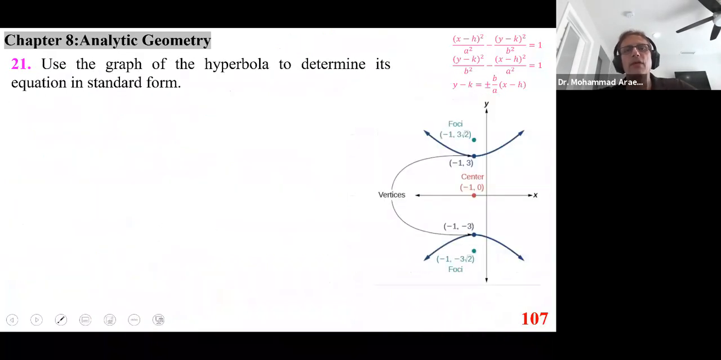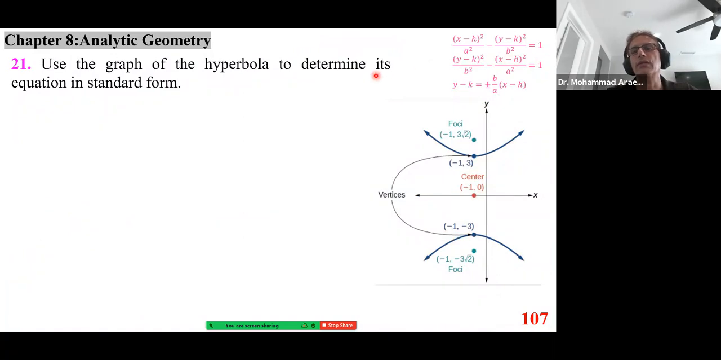Now, what if we are given the hyperbola, the graph, and the missing piece is the equation in standard form? The first thing we want to notice: the center is given, vertices given, and it's opening up and down. So you should recognize we are using this formula in essence. You find the distance between the center and either vertex, here or here, it doesn't matter, those are fixed.